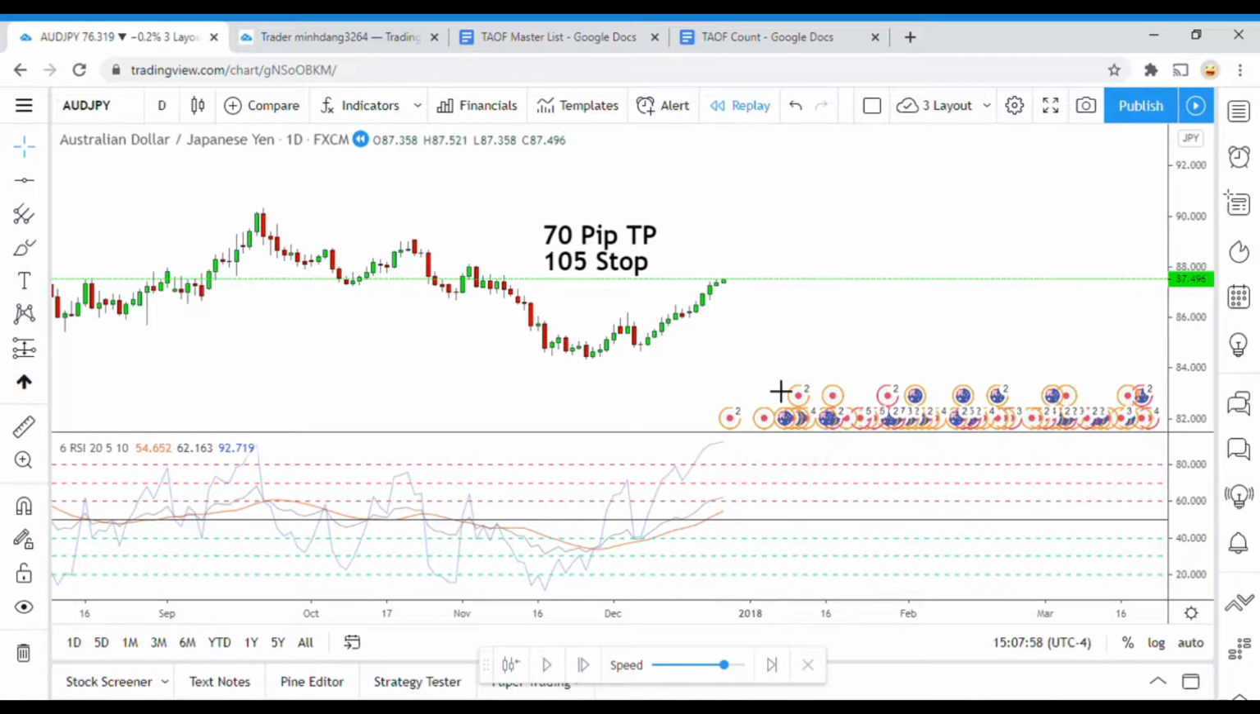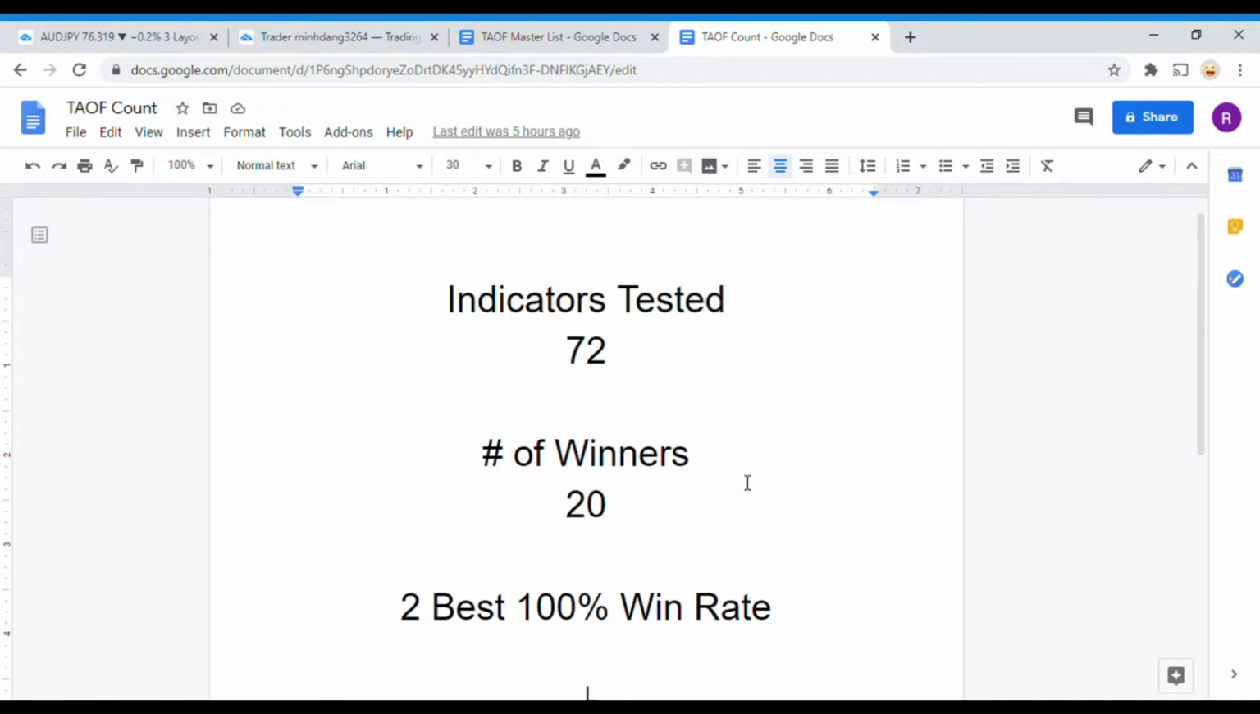Alright, as I said, today we will be testing the 2 RSI indicator. But before we do, I wanted to put the indicator scoreboard up for everyone to see. So to date, we have tested 72 indicators. And out of those 72 indicators, 20 of them have been winners, which means that they have met or exceeded the 60% win-loss ratio threshold that we have set. The 2 best ones so far were able to achieve a 100% win rate.